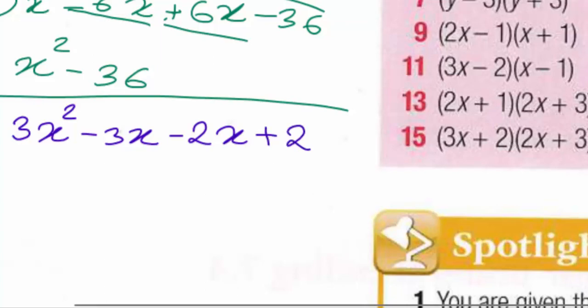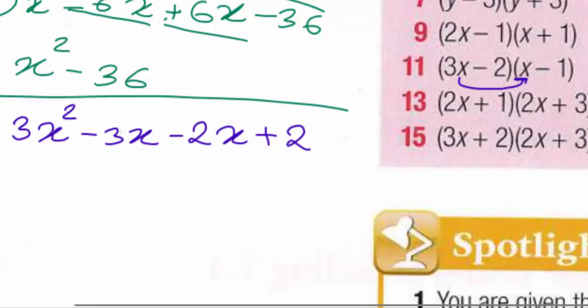Again, 3x times x, they are both positive, that's why we have positive 3x squared. And 3x times negative 1 will be negative 3x. Negative 2 times x is negative 2x. Negative 2 times negative 1 is positive 2.